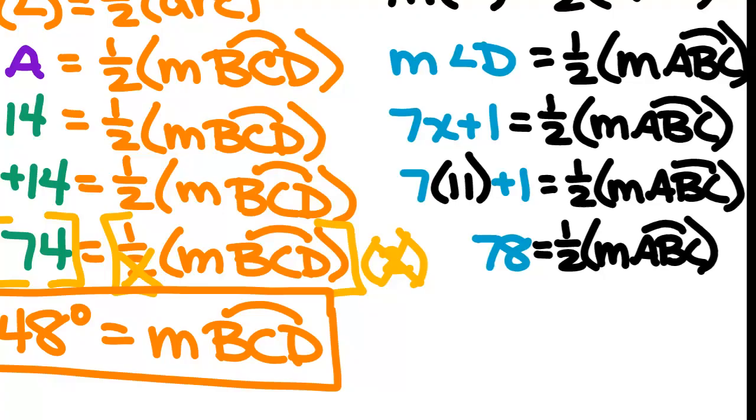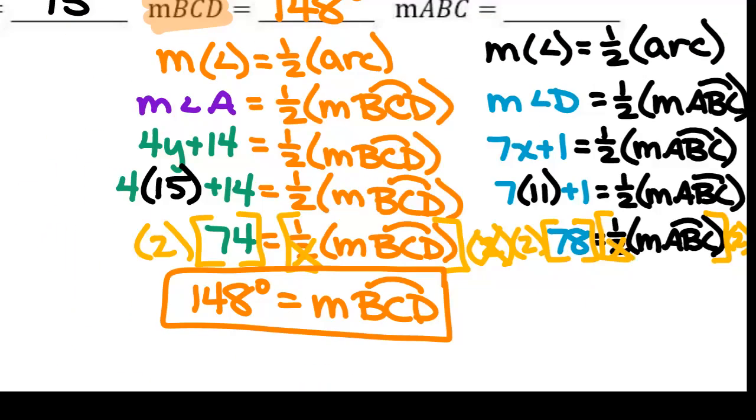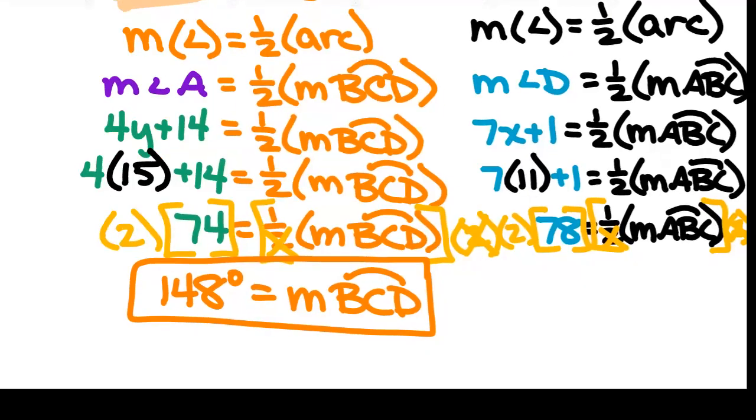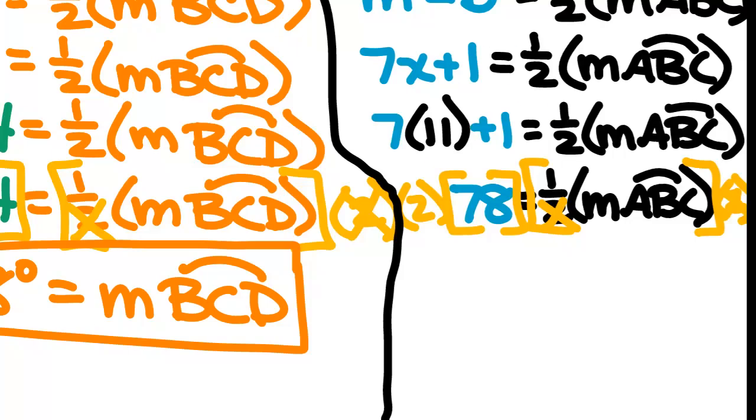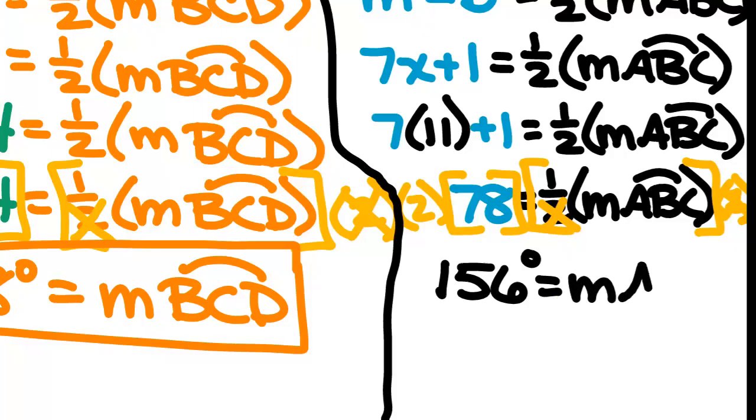Now what? Times it by 2. Going to do it on the right-hand side to make our fraction cancel out. Going to do it on the left-hand side because if you do it on one side, you got to do it to the other. 2 and 2 cancel out, denominator and 2 that I'm multiplying by. So then I have 78 times 2. What is 78 times 2? 156. 156 degrees equals the measure of arc ABC.